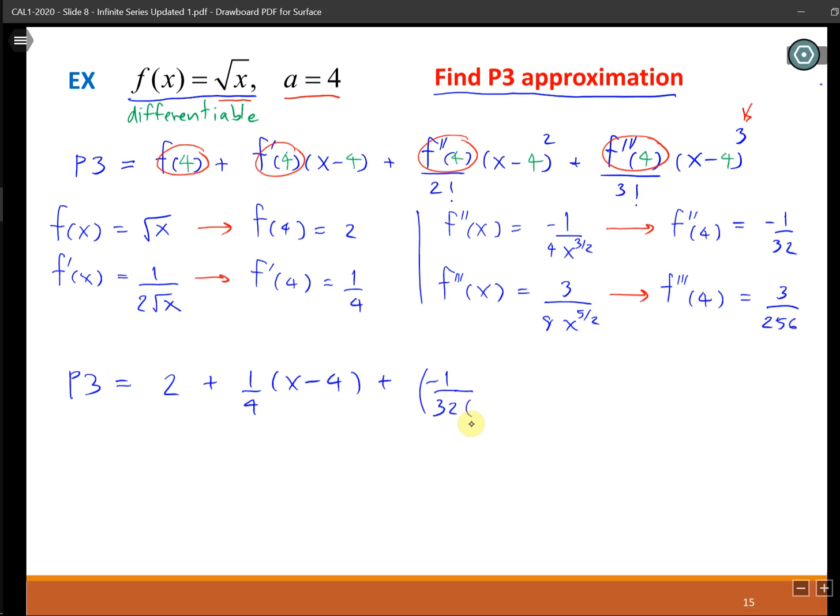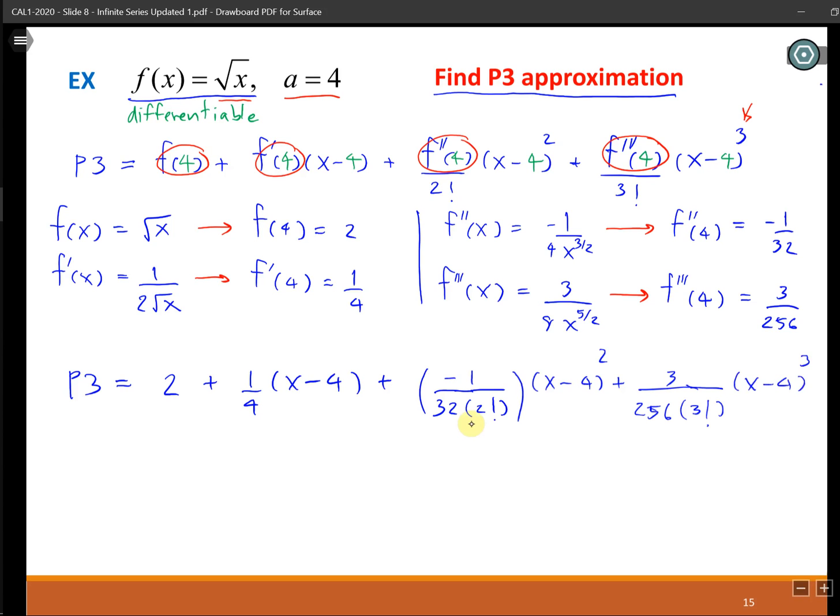And we also have this 2 factorial right here. Okay, let me fix this. I want this to look better right here. And we have this polynomial term, x minus 4 to the power of 2. Last term, we have f triple prime, and that is 3 over 256. But then we have 3 factorial right here, and x minus 4 to the power of 3. So let's work out these numbers. Do not leave it like this.